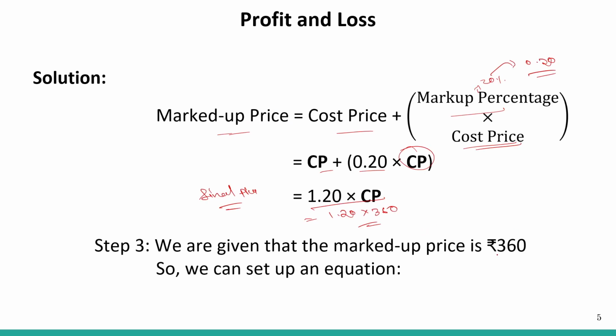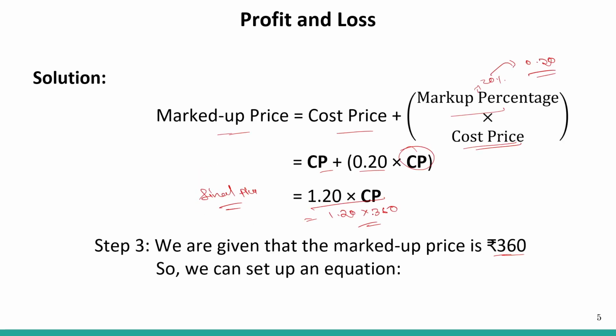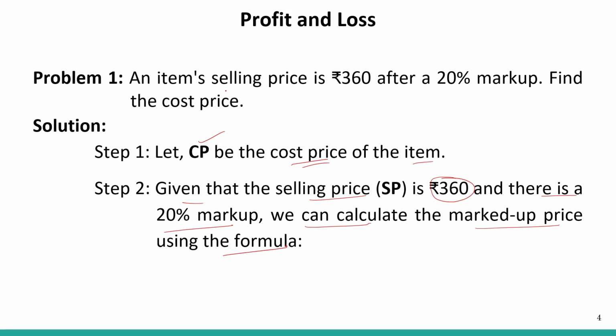Okay. After markup, its price is this much, right? So CP will be what? 360 by 1.20. So this will be equal to 300 rupees. Okay. So 1.20 into CP is equal to 360 actually. Because we are told that the selling price is this much after a 20% markup. So after 20% markup, this happened. So this will be the selling price.